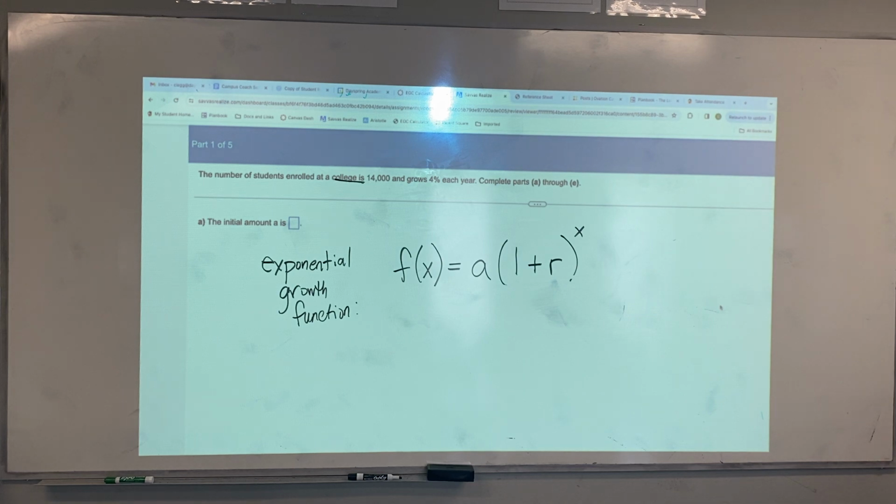And what is our x value, our input value? 22 years, very good. Now you're going to type this exact thing into your calculator, and then you're going to round it to the nearest whole number, okay?